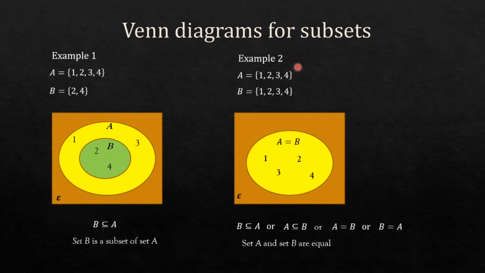In this case, the sets are equal. And we write it like this: A equals B, and we only write one set. And the 4 elements are written inside, and we write A equals B. In this case, we have many options for writing this set. B is a subset of A, A is a subset of B, or A equals B, or B equals A. Okay, so these are equal sets.